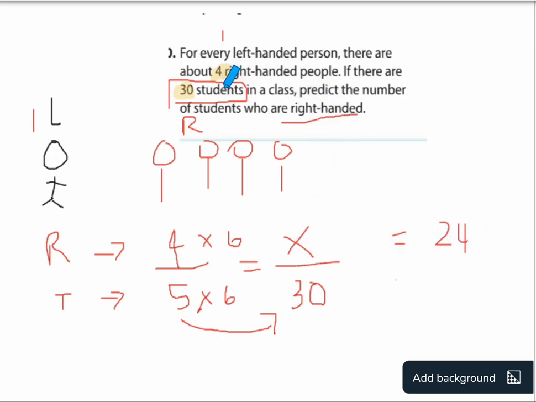That means when they ask you to predict the number of students who are right-handed in a class of 30, 24 are right-handed, RH right-handed, out of the 30 students.